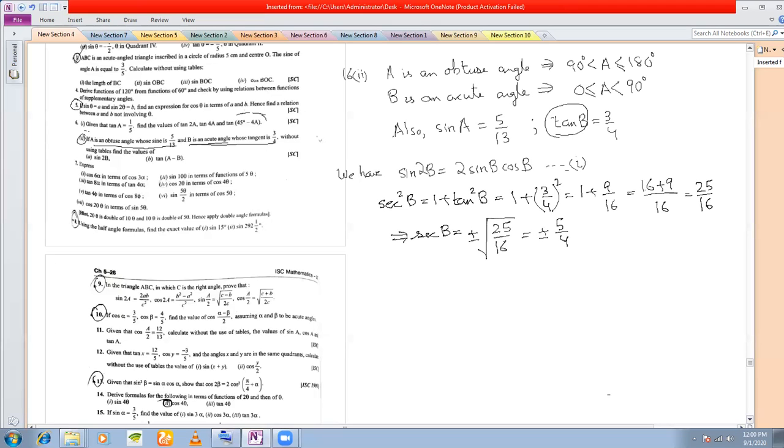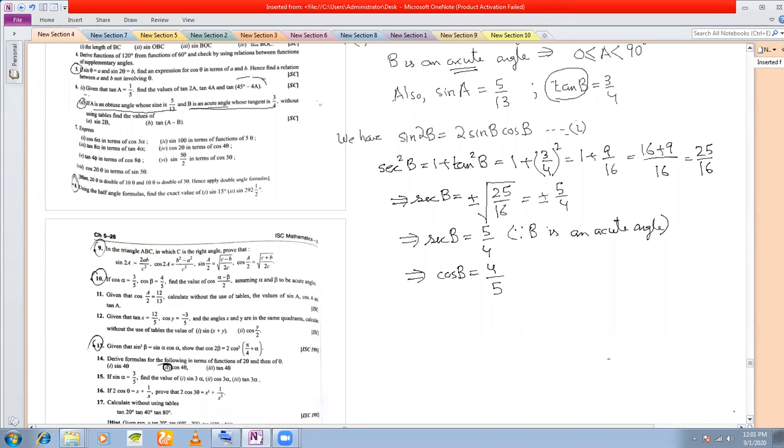Now the question is, what sign should I take? Now see, B is an acute angle, right? So acute angle means sec has to be positive. Sec has to be plus 5 by 4, since B is an acute angle. For acute angles, all the trigonometric functions are positive, right? So if sec B is 5 by 4 and sec and cos are reciprocal of each other, so cos B will be 4 by 5. So we managed to find cos B.